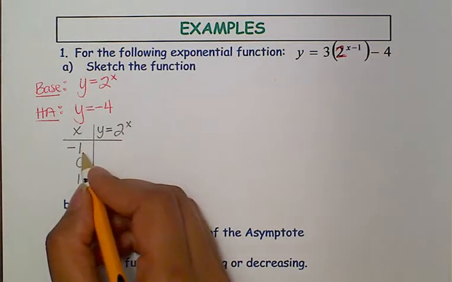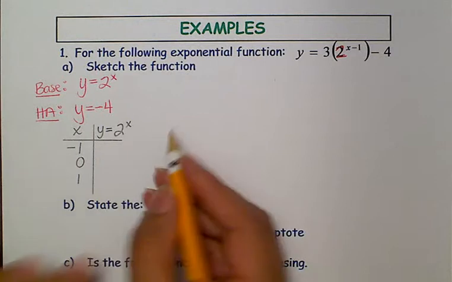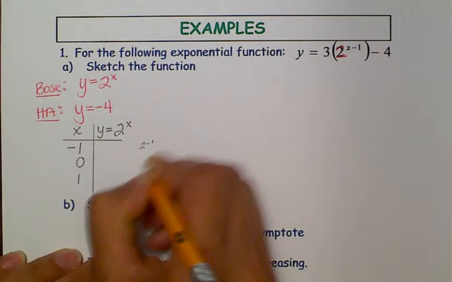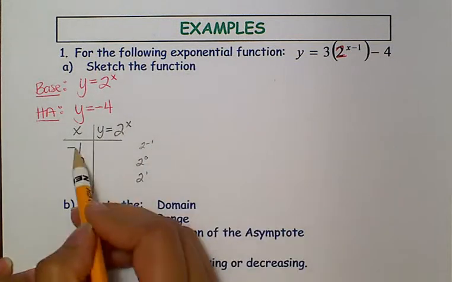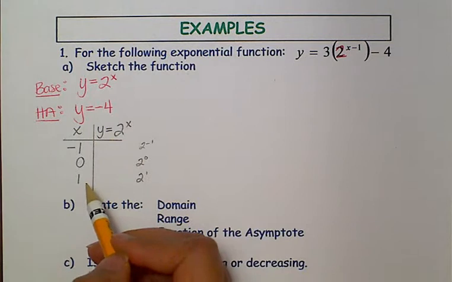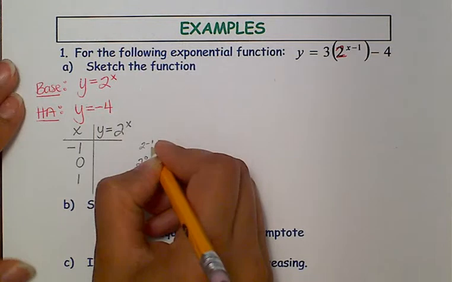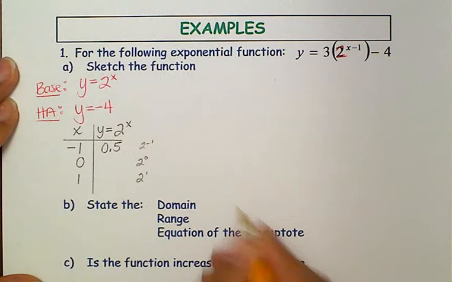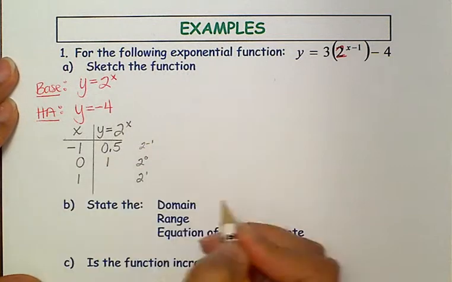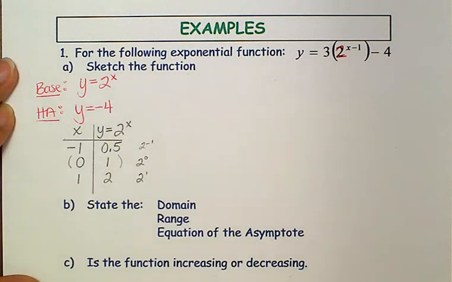Now remember that my base function in this case is 2 to the exponent x. So I'm going to look at 2 to the exponent negative 1, 2 to the exponent 0, and 2 to the exponent 1. I'm going to substitute in these different values of x to solve for my corresponding value of y. And so 2 to the exponent negative 1 is 1/2, or 0.5 in this case. And 2 to the exponent 0 I know is equal to 1. And 2 to the exponent 1 is equal to 2. So here's our y-intercept again, so that hasn't changed. That's one way to confirm that you've done your work correctly.